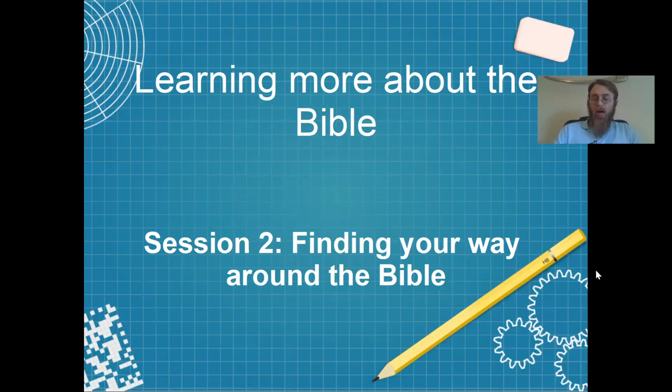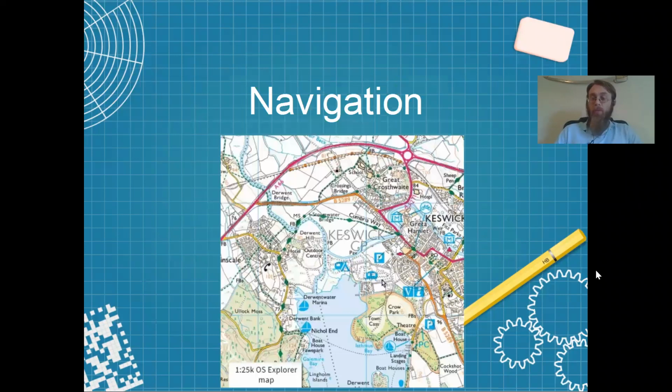So, learning more about the Bible, finding your way around the Bible. When you're walking in the countryside, it's much easier to know where you are and where you're going if you have a map, if you have some depiction of what the landscape is. And the aim of today is really to give you a map of the Bible, to help you understand the different books that go into making it up and how they differ from one another, so that you can go to whichever bit of the Bible you want to read at the time.